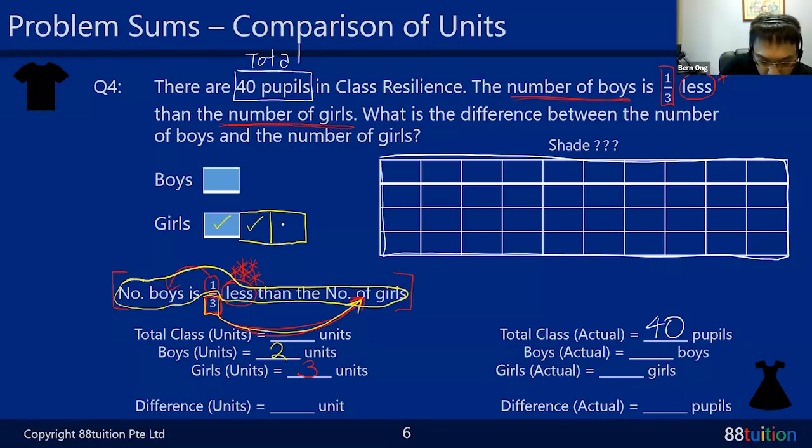1 unit, 2 units, 3 units. And the boys is what? 1 less than the girls. 1 less than the girls means what? 3 minus 1, 2. Can you see or not? So the boys must be like that. Is this correct or not?